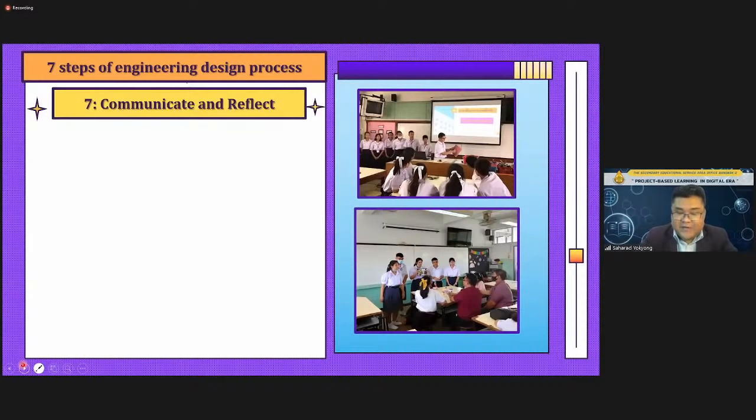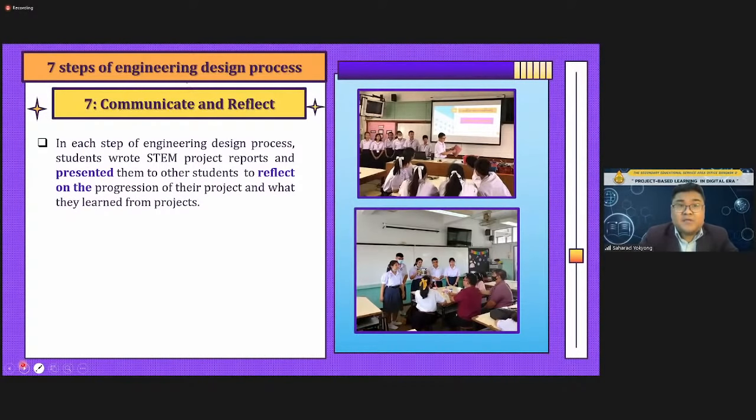The last step is communicate and reflect. This step of the engineering design process: the students wrote STEM project reports and presented them to other students to reflect on the progression of their projects and what they learned from the projects.